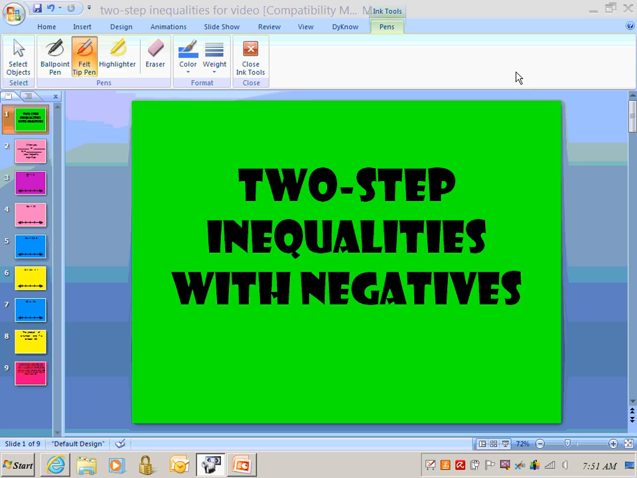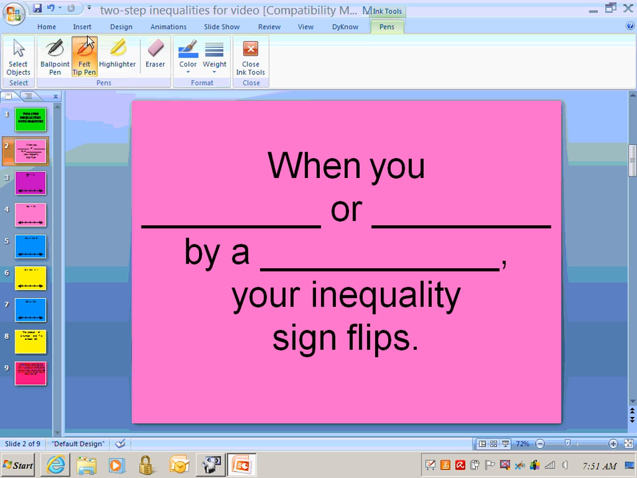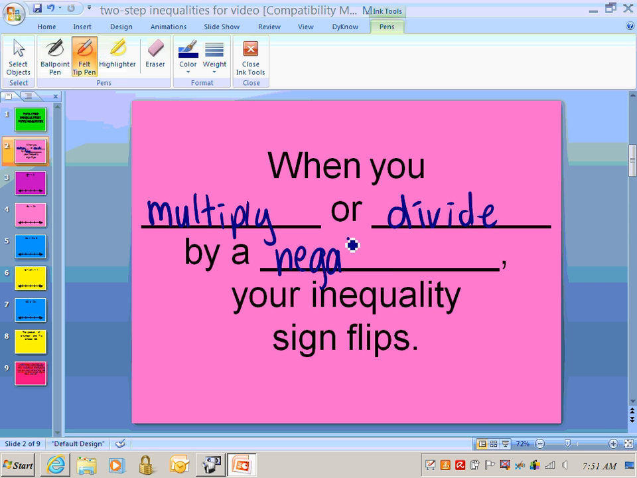This is two-step inequalities with the negatives. Okay, things that we need to remember. When you multiply or divide by a negative number, your inequality sign flips. And I'm going to do an example of that next.